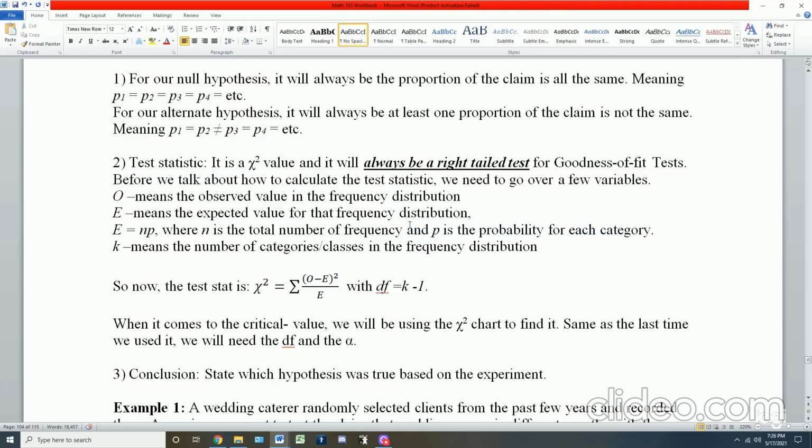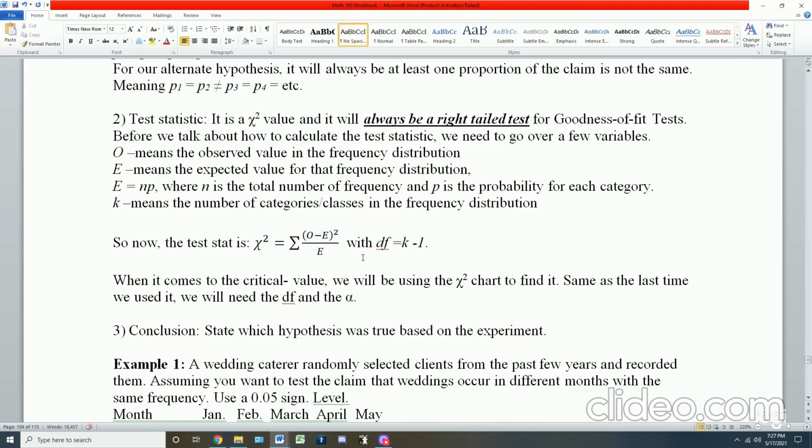In most cases, the P value is going to be 1 divided by how many categories we actually have, unless otherwise told to us. You'll see that in a little bit as well. The last thing is K, which means the number of classes or categories in our frequency distribution. So in other words, P is 1 over K, because that's how many classes we actually have. So this really breaks down to E is equal to N times 1 over K.